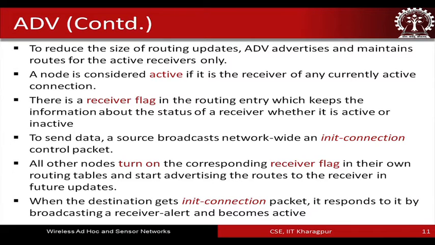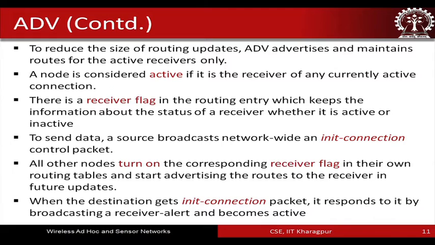There is another terminology, the receiver flag. There is a receiver flag in the routing entry which keeps the information about the status of the receiver, whether it is active or inactive. The receiver will keep track of it with a 0 1 kind of mechanism. The flag will be set to 0 if it is inactive, and set to 1 if the node is active.